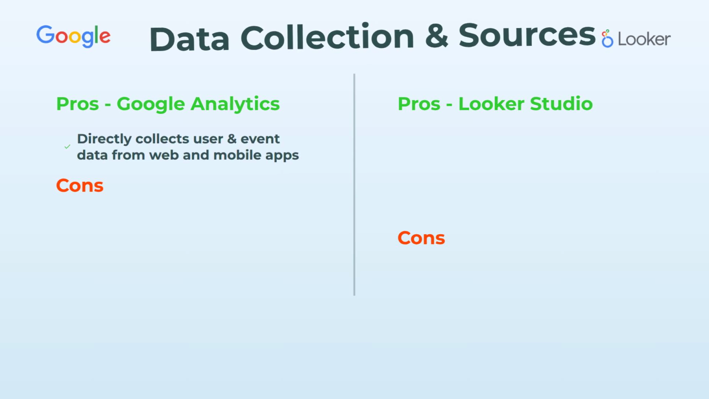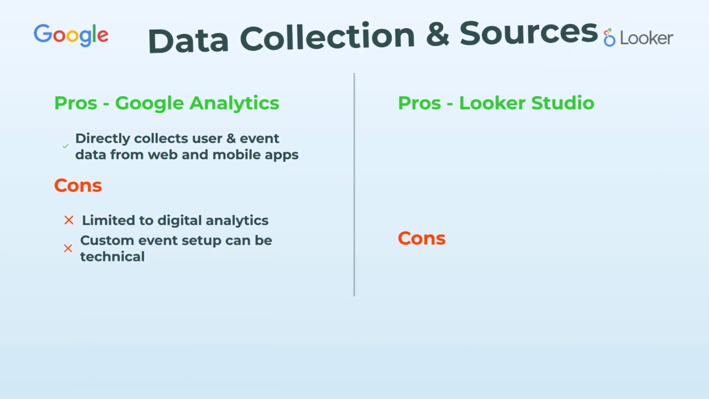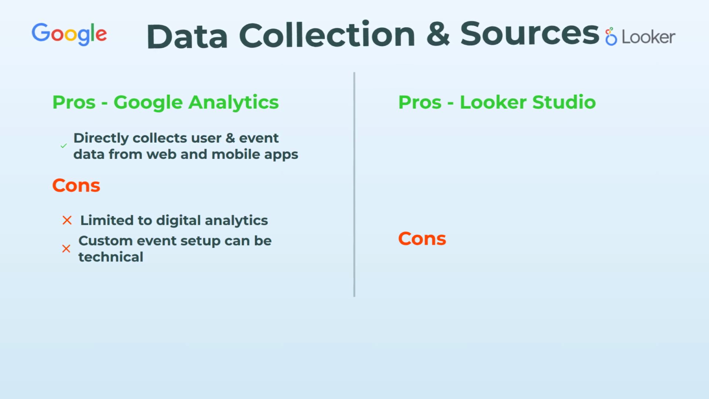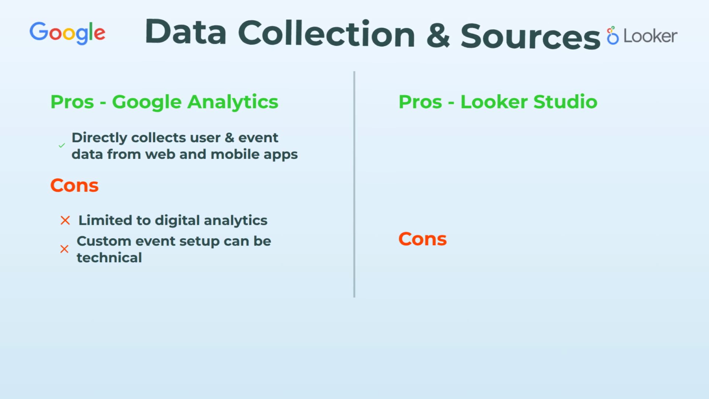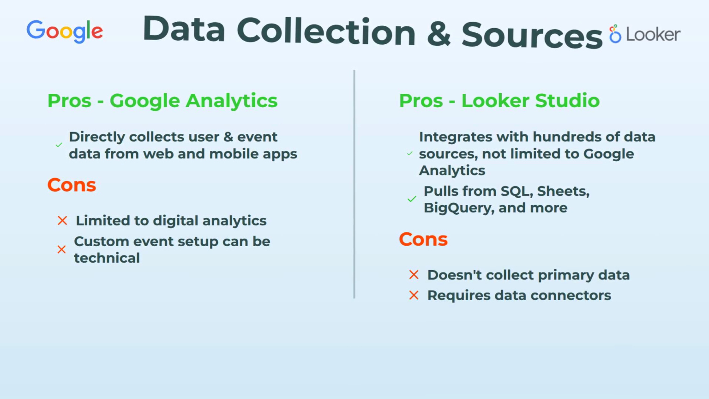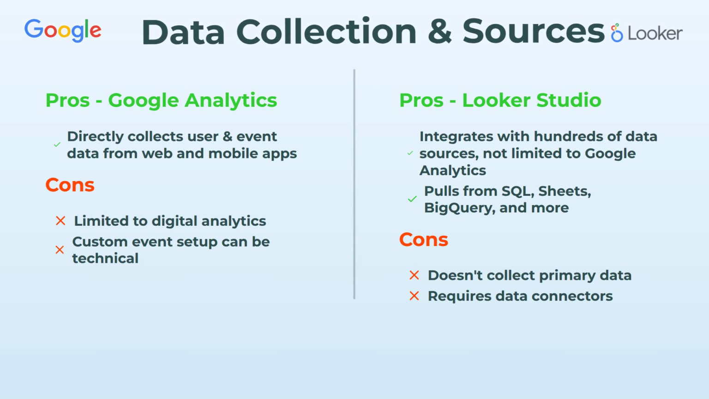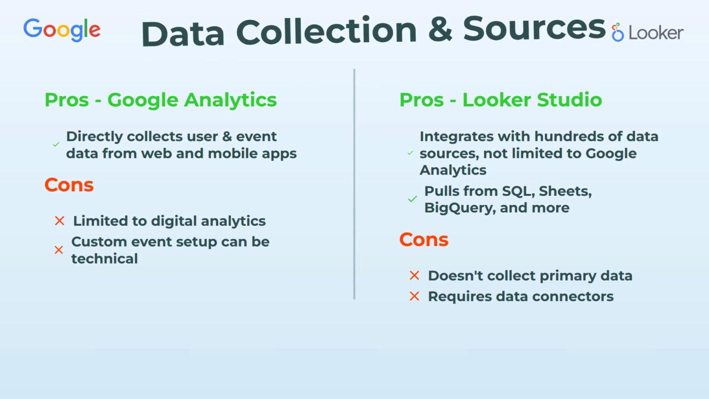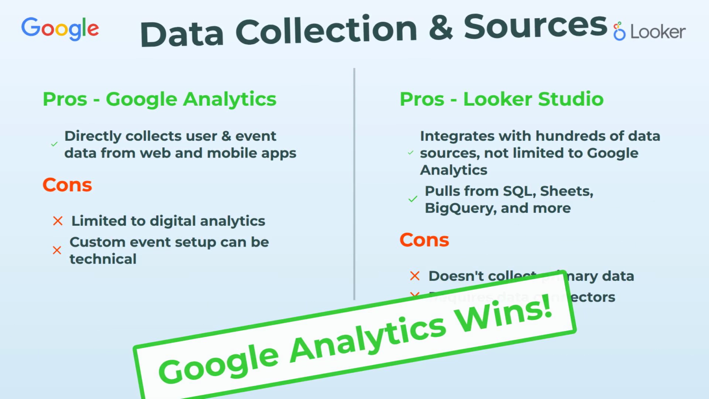Next up, data collection and sources. Google Analytics? It's collecting all that tasty user and event data from your website or app, straight from the source. That's why it's always the go-to for digital analytics. You do have to set up those custom events, and yeah, it can get a bit technical, but the control is kind of awesome. Looker Studio is way more flexible though. You can pull data from everywhere. SQL databases, Sheets, BigQuery, you name it. But remember, it only works if you connect it to something. It doesn't collect stuff by itself. So when it comes to pure data collection, gotta hand it to Google Analytics.